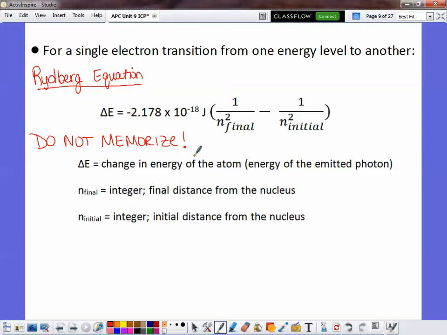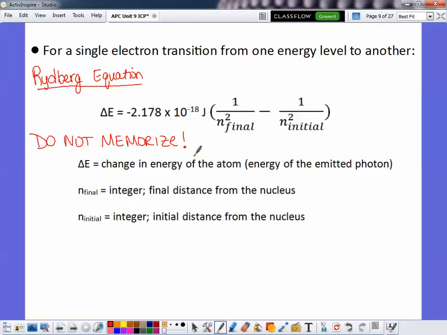So, the negative 2.178 times 10 to the negative 18 joules is a constant, okay? And then in the subtraction, we're going to take 1 over n final squared. N final is the energy level where the electron is ending up, and we're going to square that number. The n's will be integers: 1, 2, 3, 4, 5, 6, 7. So square it, and then minus 1 over n initial squared. N initial is where the electron starts, okay?